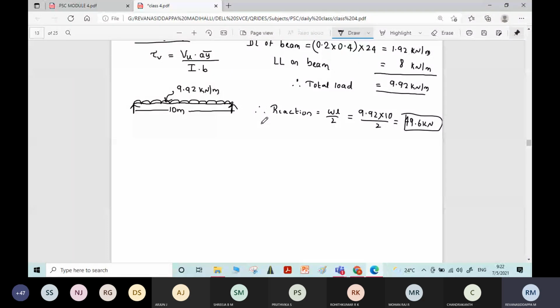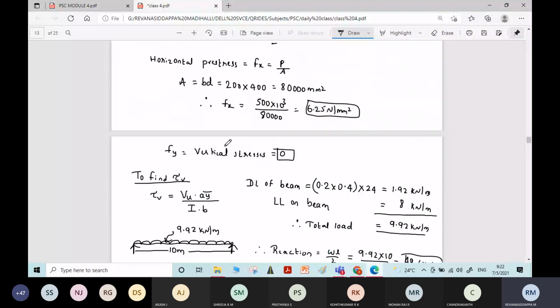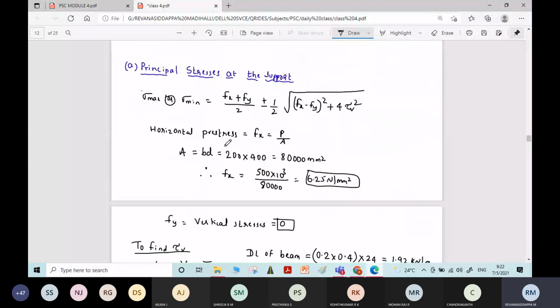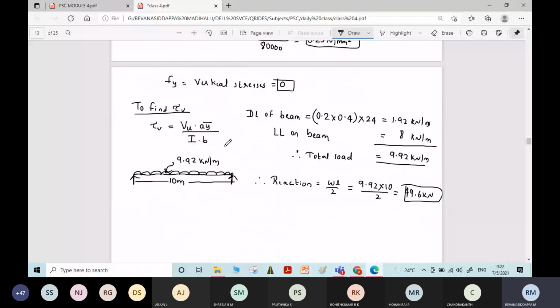Okay, is that clear, students? Because at the beginning, I think in 2 to 3 problems I have considered the factor load. Both answers will be considered, no problem. For both answers, the marks will be given, no issue. My suggestion is, for analysis problems, you don't consider factor load. For design problems, you consider the factor load.